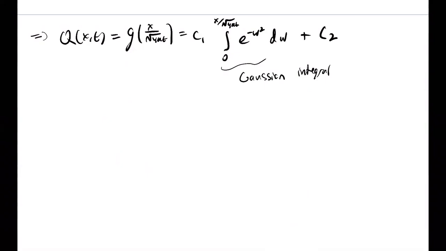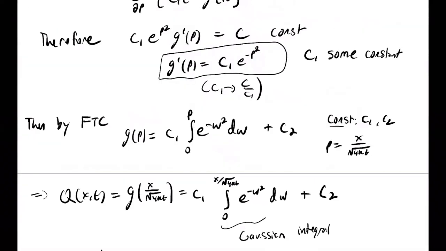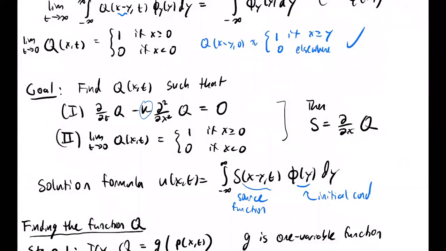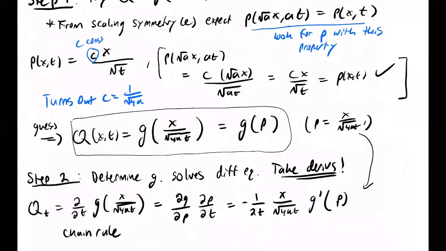Okay, and so now we're going to move on to step 3. Step 3 is just find the constants C1 and C2. How are we going to do this? Well, there's one piece of information about Q that we haven't used yet, which is the second bullet point over here, which are sort of like the initial or boundary conditions. And so we're going to use these initial conditions from point 2 to find the constants.